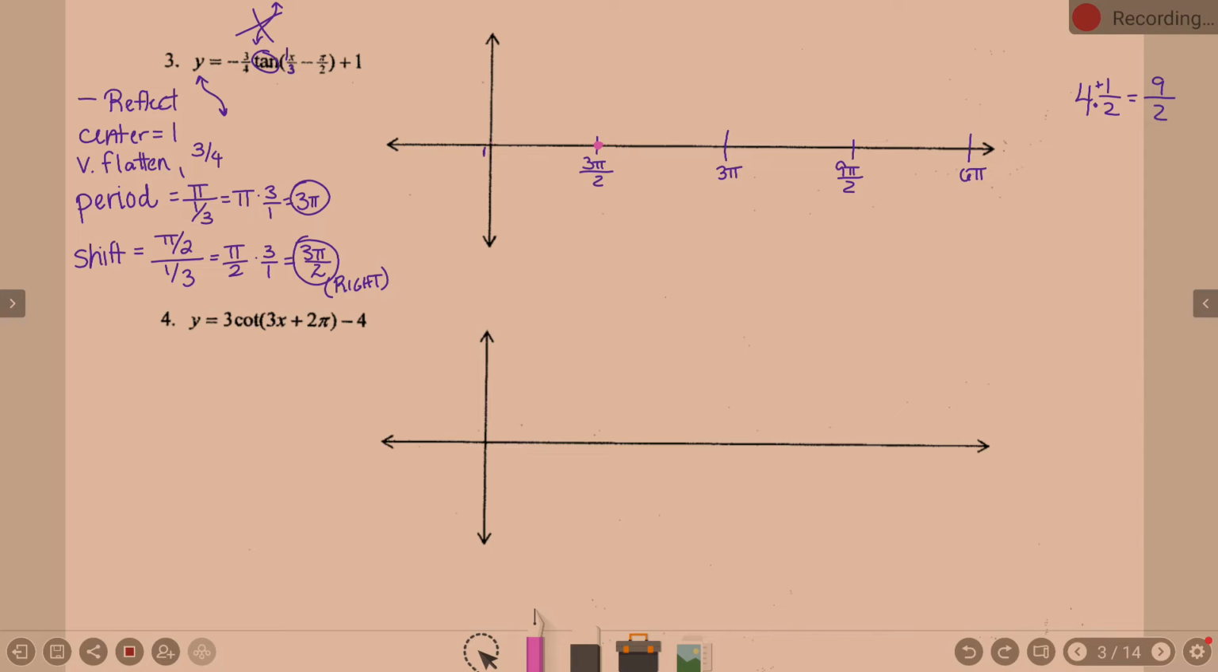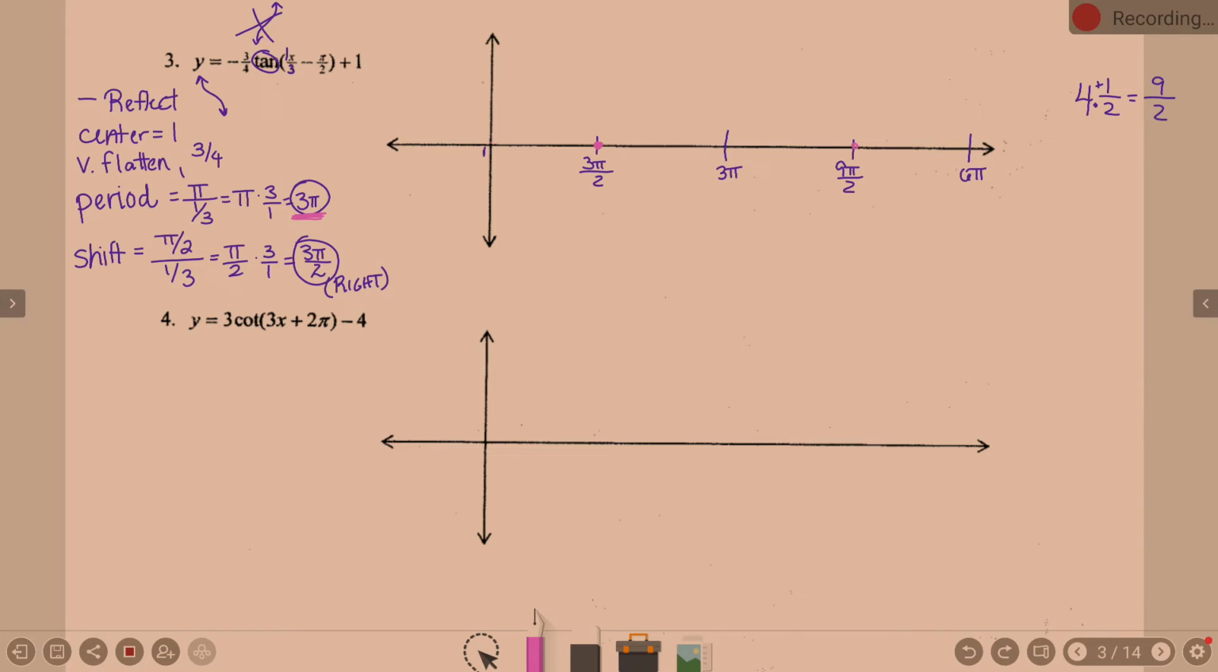So, if there's a dot at 3 pi over 2, I need a dot once every how far? Once every period, which is once every 3 pi. Where is 3 pi past 3 pi over 2? 9 pi over 2. And that is 9 pi over 2. Oh. Okay. A whole 3.